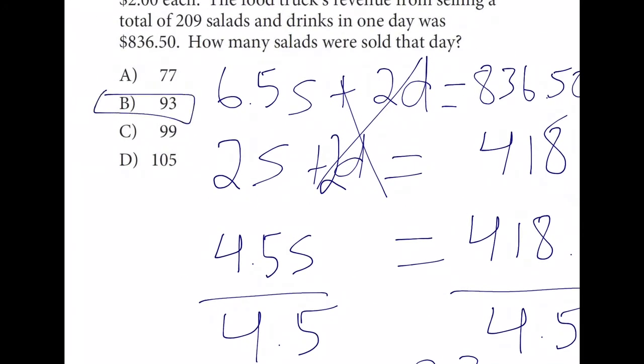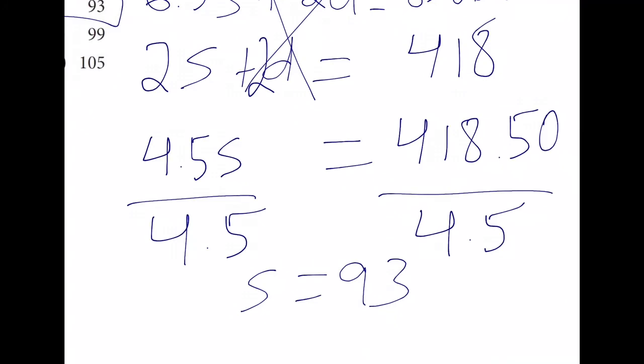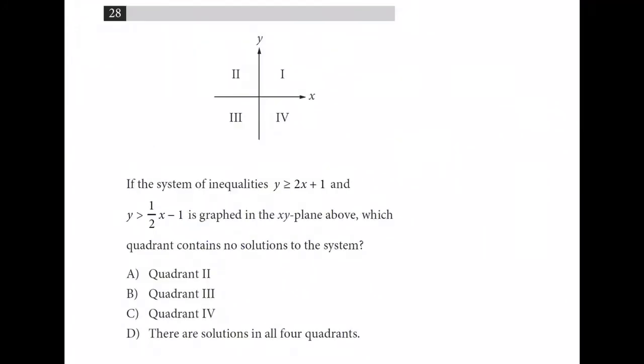Number 28. If the system of inequalities y is greater than or equal to 2x plus 1 and y is greater than 1/2 x minus 1 is graphed in the xy plane above, which quadrant contains no solutions to the system? Let's just sketch each of these graphs.